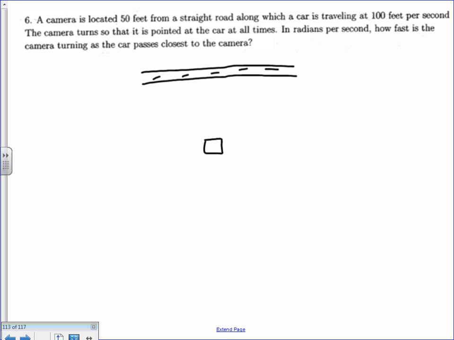50 feet away. When we're measuring distance, we go straight from one thing to another. So this is perpendicular right here. I'm even going to put in a little right angle right there. So this is 50 feet.